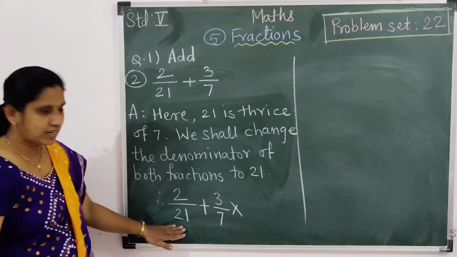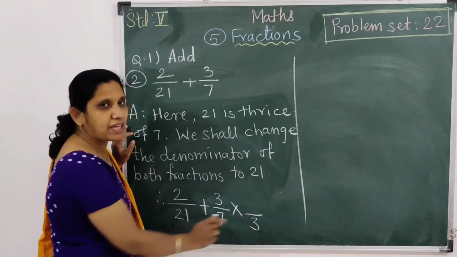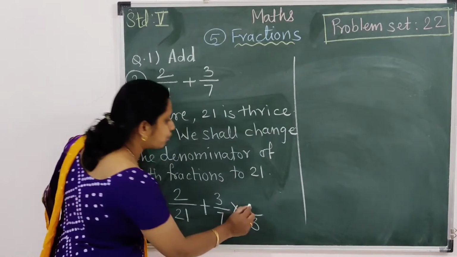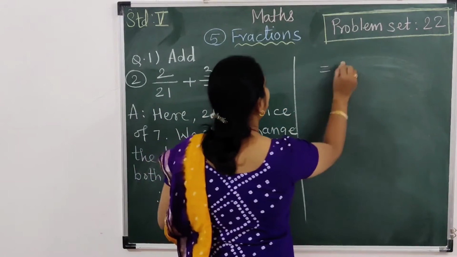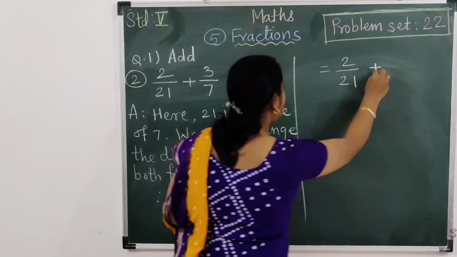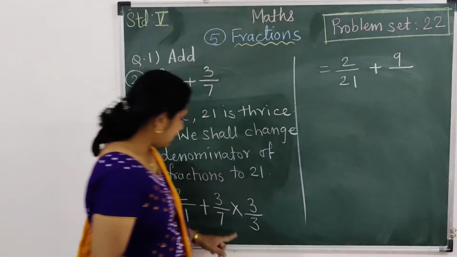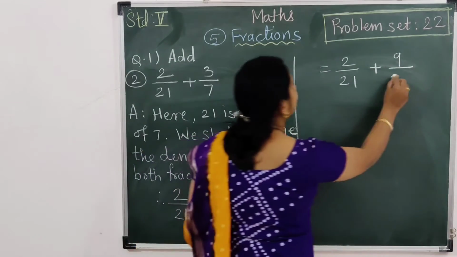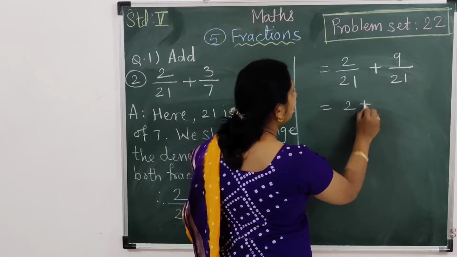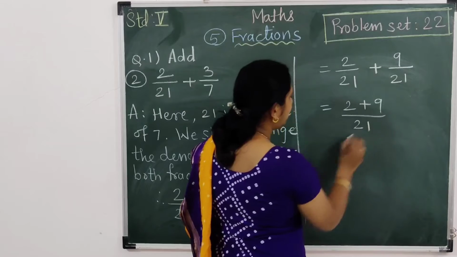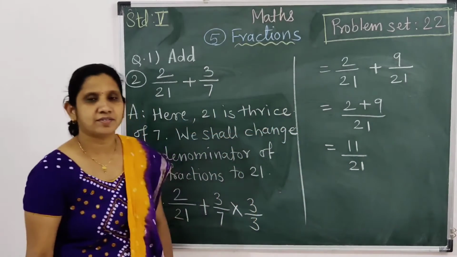Therefore 2 upon 21 plus 3 upon 7. The first fraction stays as it is. Multiply the second: the denominator 7 3s are 21. When we are multiplying the denominator by 3, we have to multiply the numerator also by 3. So this equals 2 upon 21 plus 3 3s are 9 upon 7 3s are 21. Now we add the numerators, 2 plus 9, divided by 21. So our answer will be 11 upon 21.